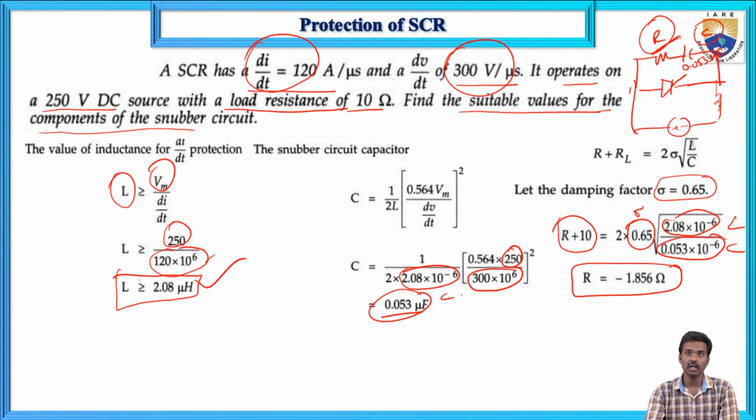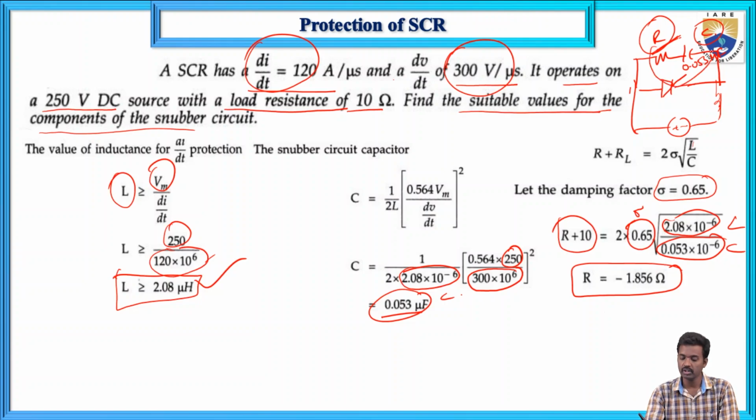Now the SCR can be protected from over voltages, over currents, dV by dt, di by dt, from thermal effects, and from the gate. Over voltages can be protected by a varistor across the SCR, and over currents by a fuse and circuit breaker connected in series. di by dt can be protected by an inductor, since an inductor does not allow sudden changes in current. And for dV by dt, we protect the SCR using a snubber circuit.